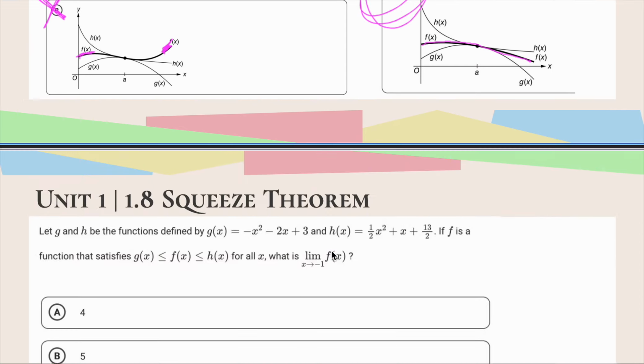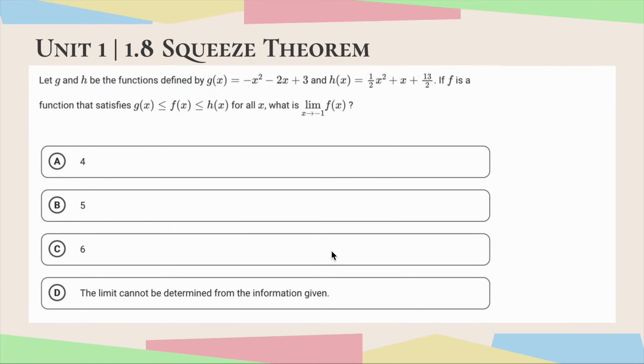All right, moving on. So now we are going to see how the squeeze theorem is applied more algebraically. Okay, so this question says, let g and h be the functions defined by g of x equals negative x squared minus 2x plus 3, and h of x equals 1/2 x squared plus x plus 13 over 2. If f is a function that satisfies g is less than or equal to f is less than or equal to h for all x, what is the limit as x approaches -1 of f of x?